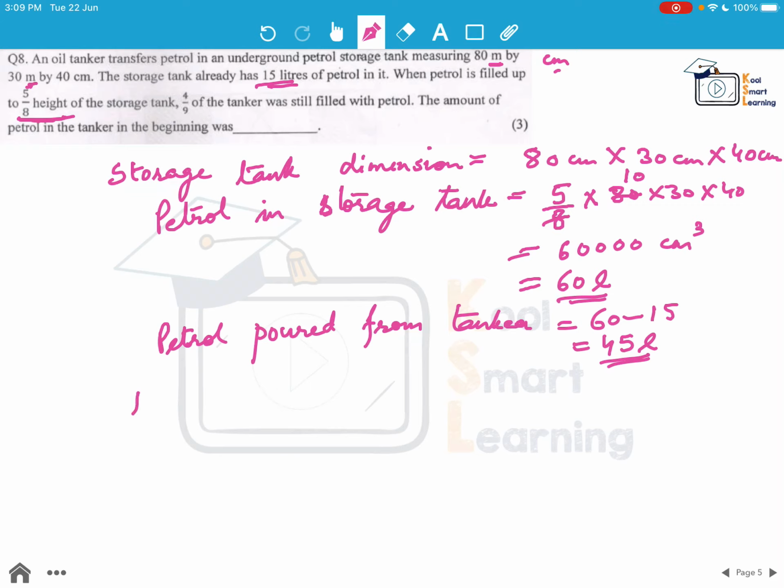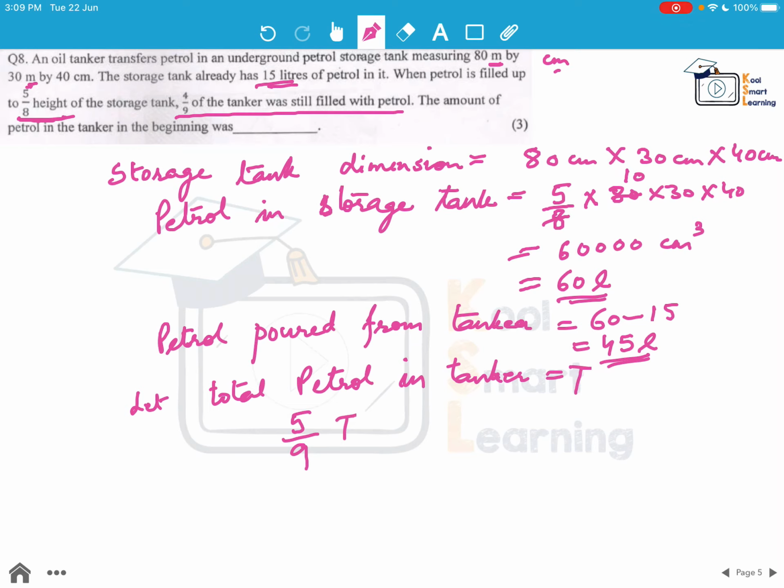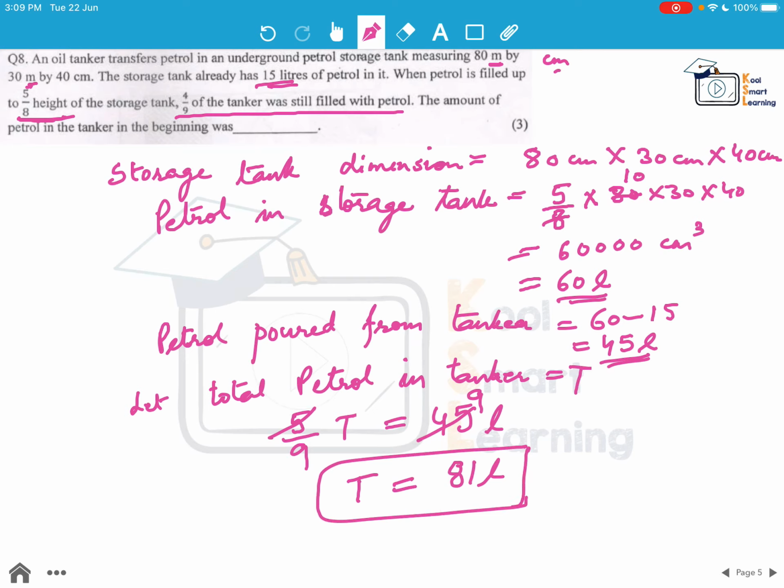Now let the total petrol in tanker be capital T. Right? Now 4/9 of the tanker is still filled. So that means 5/9 of T has been poured into the storage tank, which is equal to 45 liters. So this means the capital T is 81 liter, which was the total amount of petrol in the tanker in the beginning, that was 81 liter. So this is the answer to this question.